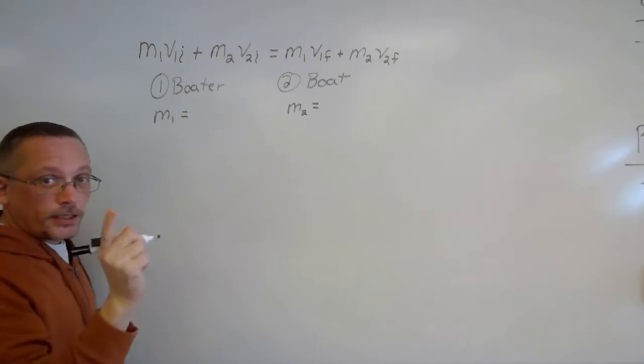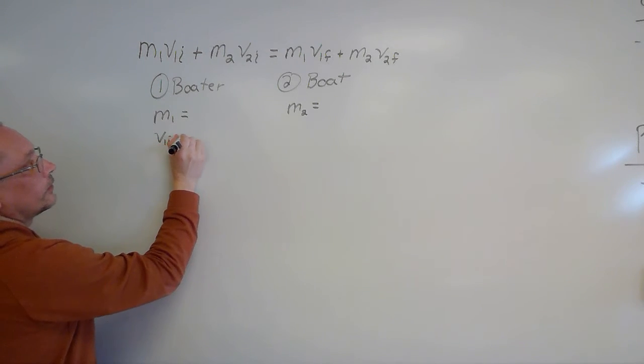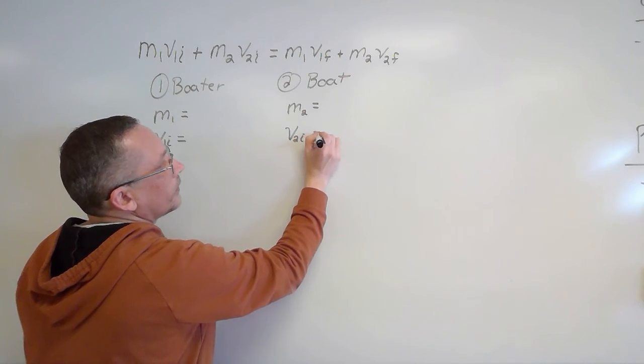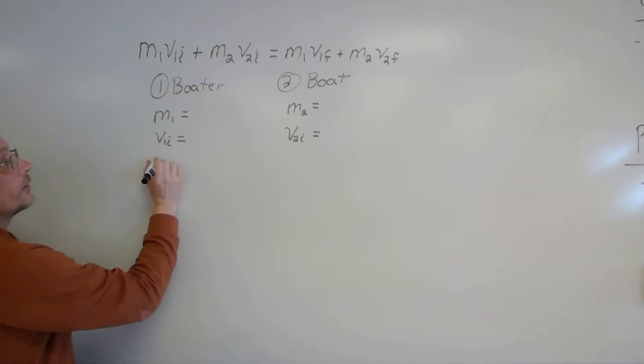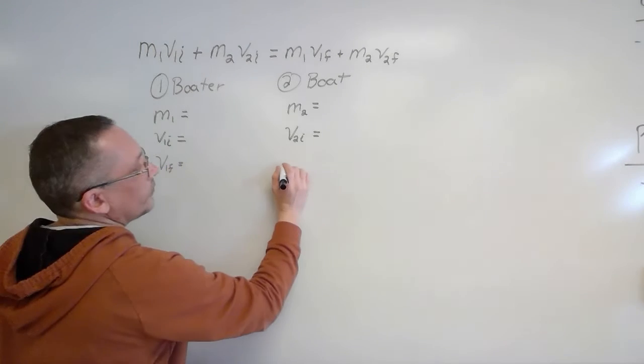Each one has an initial velocity. This one will be V1I. This one will be V2I. And each one has a final velocity. This one will be V1F. And this one will be V2F.